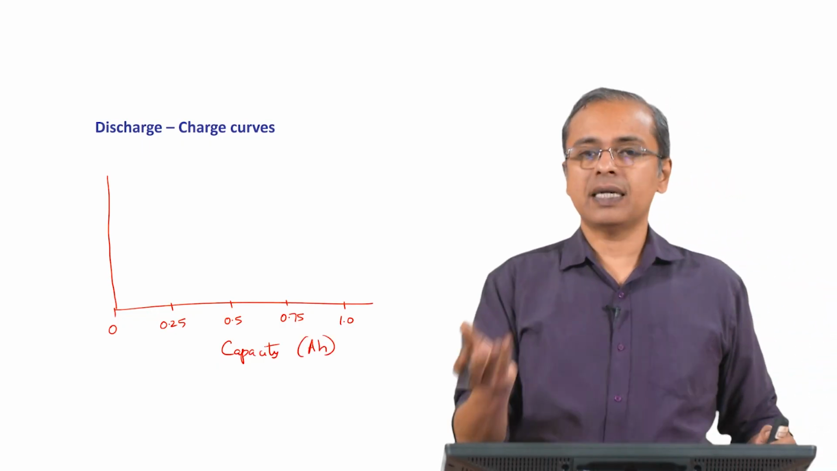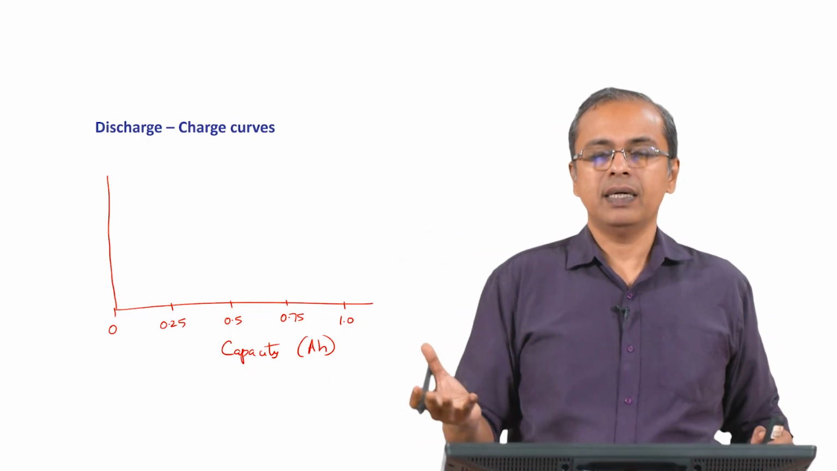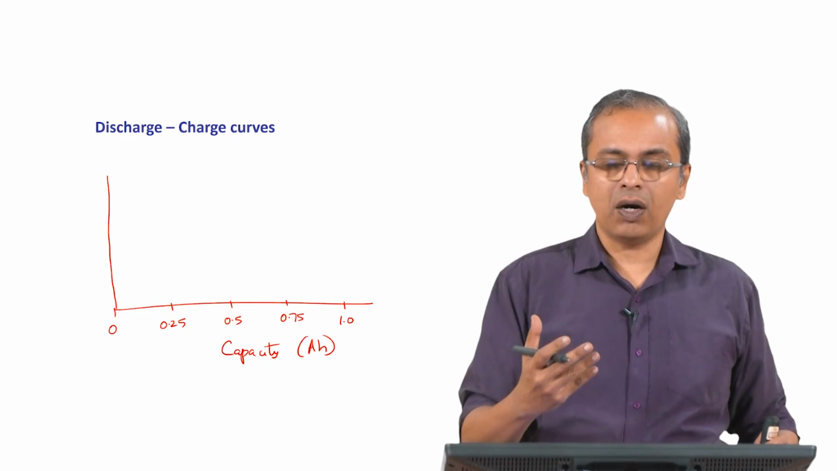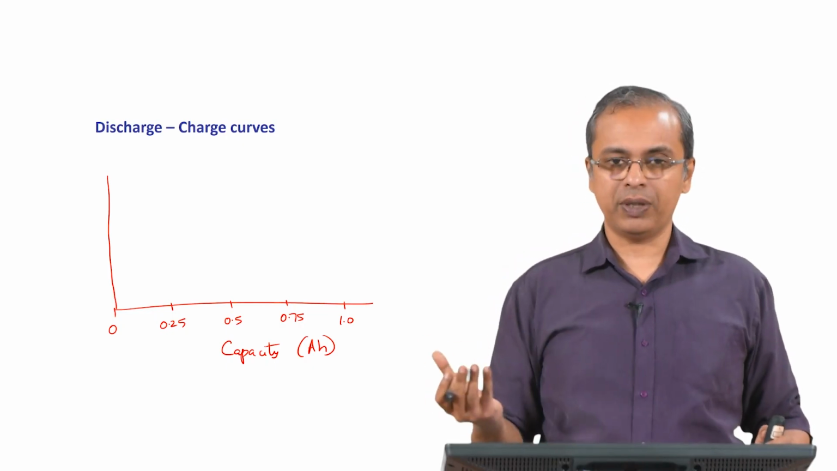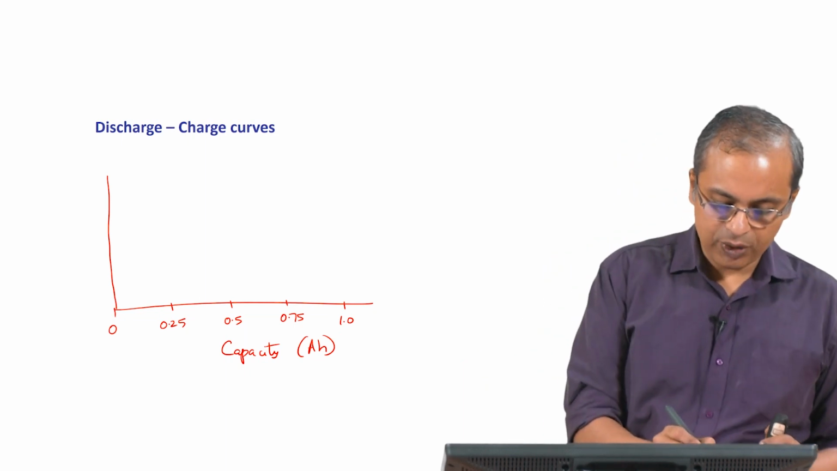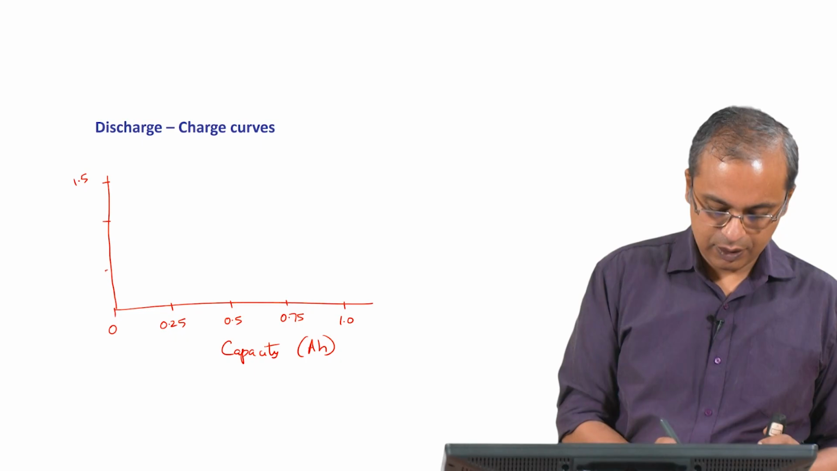So the capacity is unaffected by what C rate you are using, right. The capacity of the battery is the same. The C rate simply tells you how quickly or how slowly you are withdrawing this capacity and putting it to some use. So here I will have voltage, 1.5 volts. So this is 1, this is 0.5.